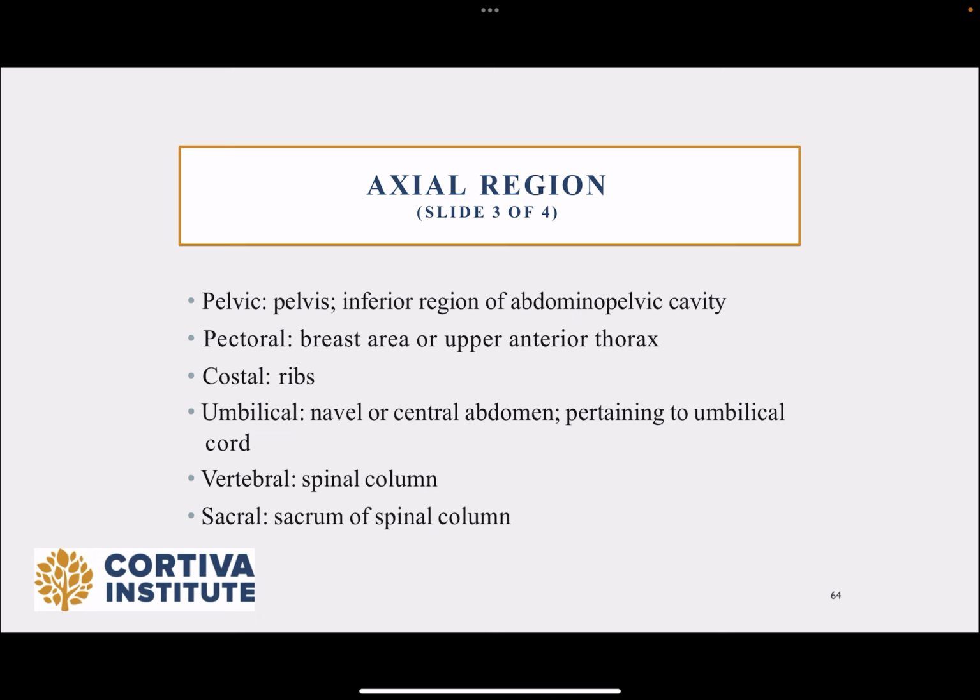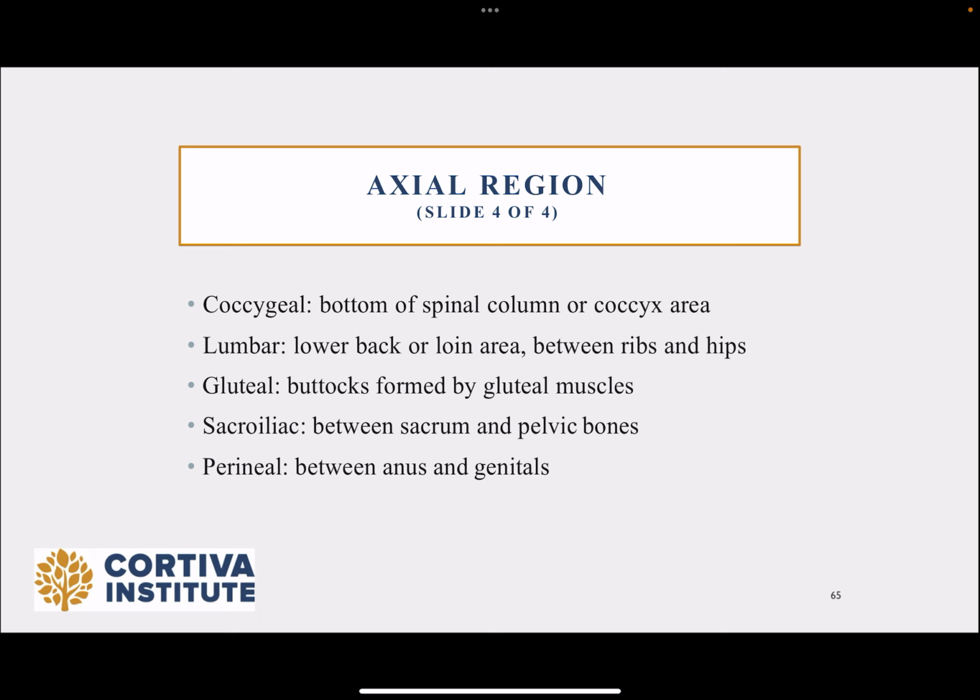Vertebral is your spinal column, and sacral is your sacrum. Coccygeal is the bottom of the spinal column or the coccyx area, so that tailbone that we see in class. Lumbar is the lower back or loin region between the ribs and the hips. Gluteal is your booty. Buttocks formed by gluteal muscles. Sacroiliac is that area between the sacrum and the pelvic bones, and perineal is between your anus and your genitals.